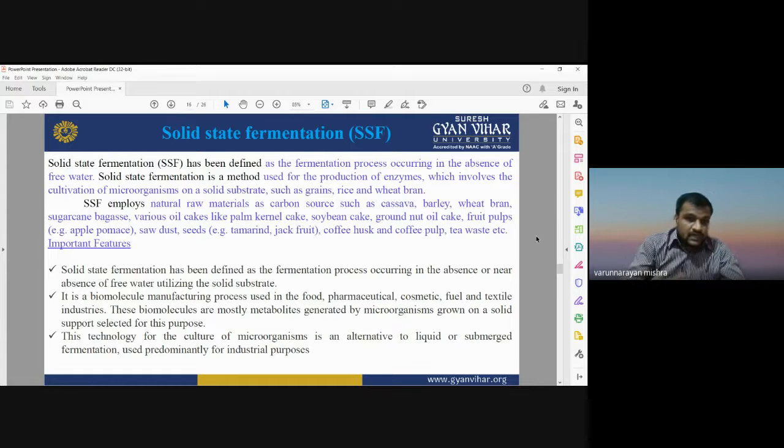SSF has been defined as the fermentation process occurring in the absence of free water, and it generally utilizes a solid substrate. It's a biomolecule manufacturing process used in the food industry and pharmaceutical industry, and these are mostly the metabolites generated by the microorganisms grown on a solid support selected for this purpose. SSF technology is an alternative to the liquid or submerged fermentation that is used predominantly for industrial purposes.